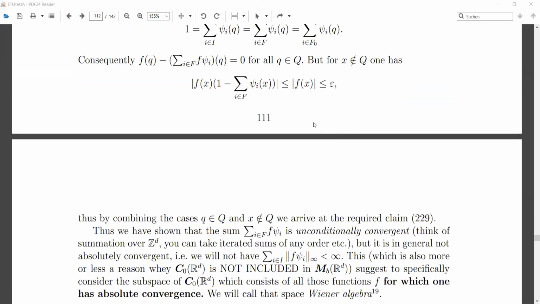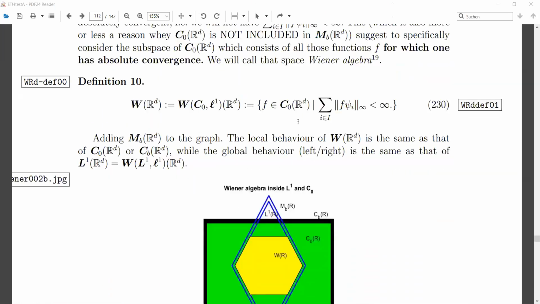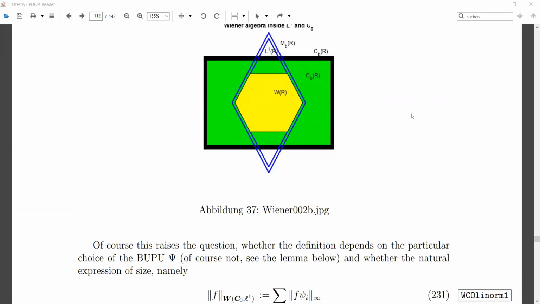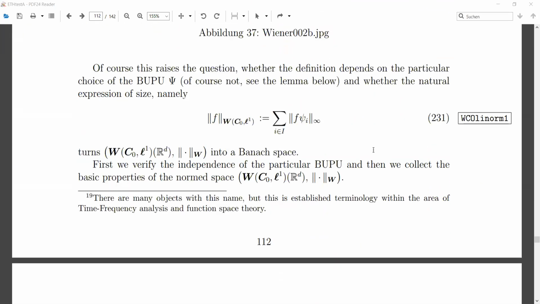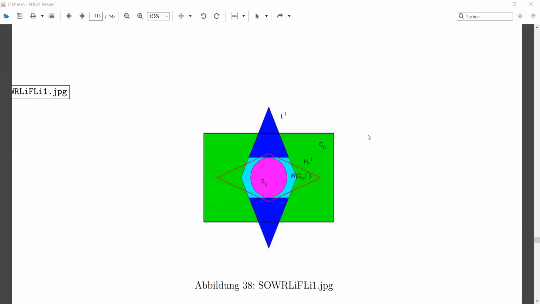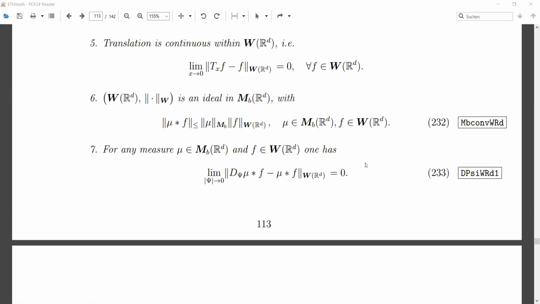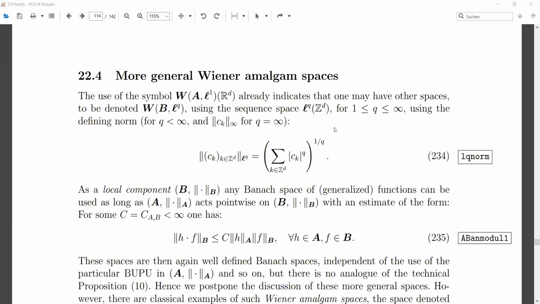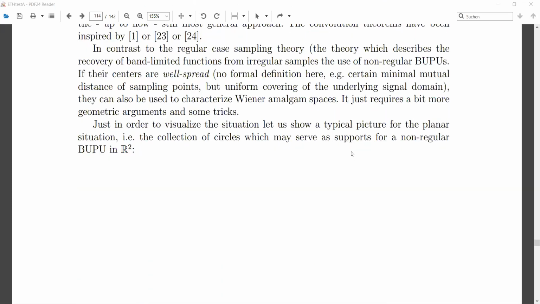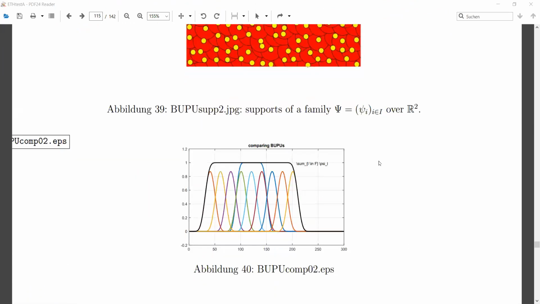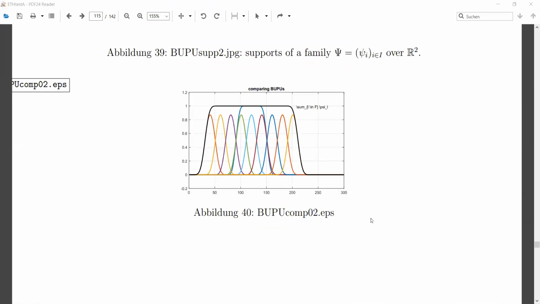Now in the text, you will find several properties of the Wiener algebra, also a picture of how it's related to the other spaces that we had at this moment. Another picture, but I don't have to go through these details. We know better now. And I think I will go into the break. Maybe I stop here with a nice picture of a BUPU and this localized reconstruction. Thank you for the moment.